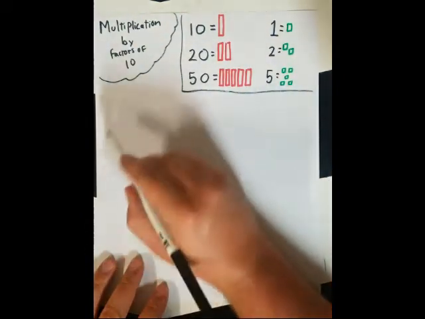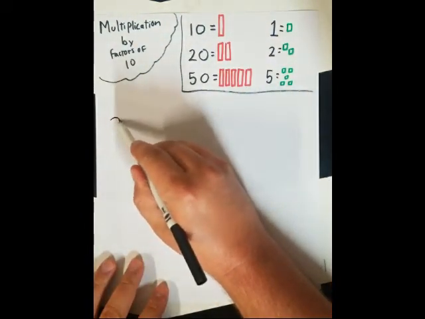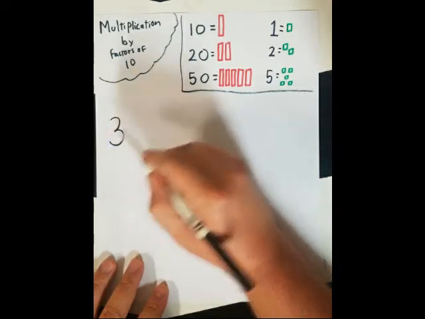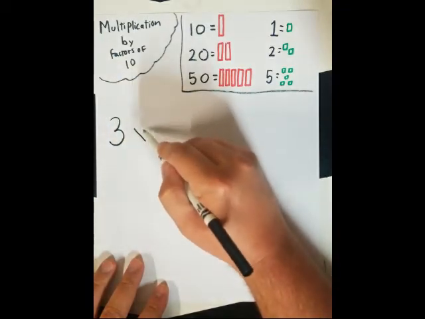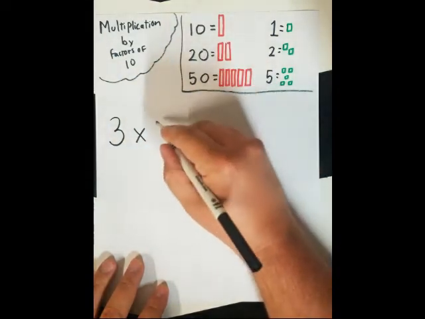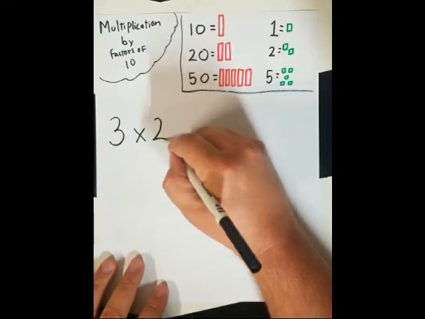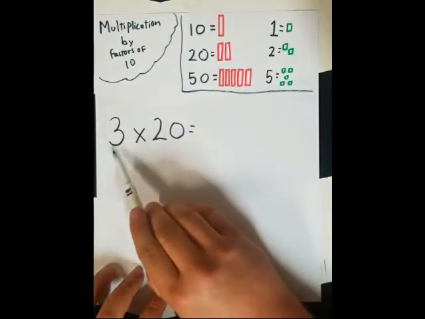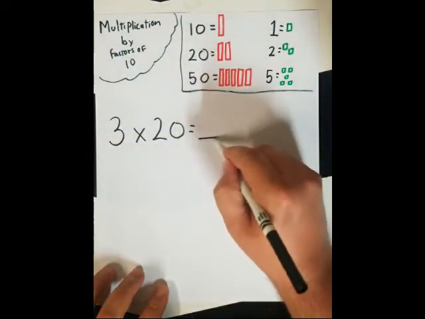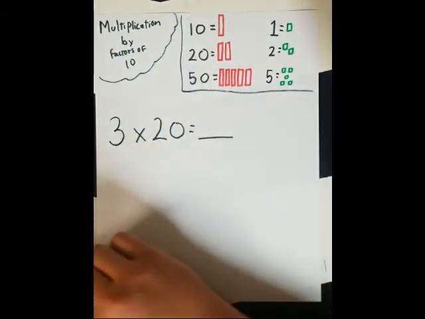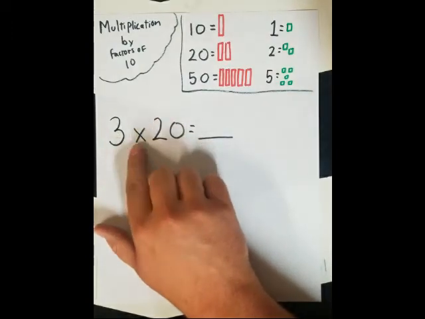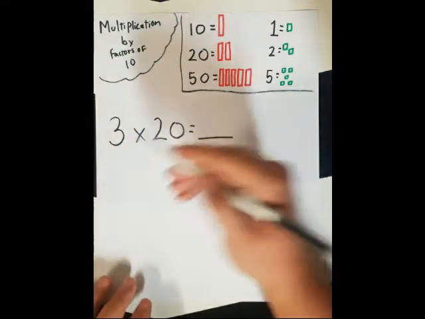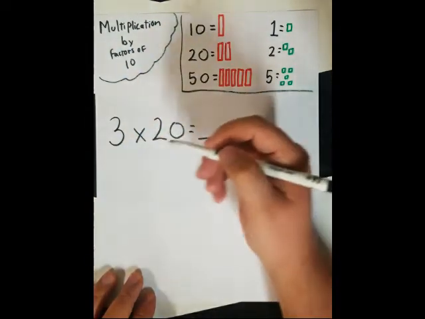Let's try something like this. We'll start nice and slow. 3, one of my favorite factors, times, and let's choose 20. 3 times 20. So our factors are 3 and 20, and we're trying to find the product of 3 times 20. Remember that when we're multiplying, we're really looking at equal groups of numbers. So we're really just going to add 20 three times.